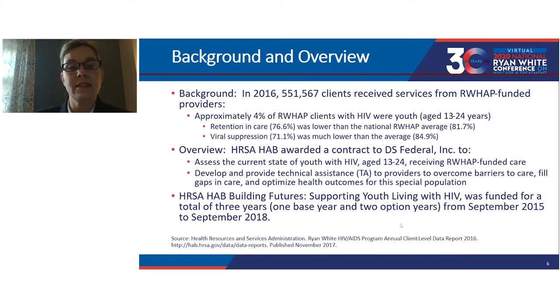So given this, HRSA awarded a contract to DS Federal to address this. And the purpose of the contract was really to assess the current state of youth with HIV, again, age 13 to 24, receiving Ryan White funded care, and to develop and provide technical assistance to those providers to overcome barriers to care, fill gaps in care, and to optimize health outcomes for the special population. So the HRSA HAB Building Futures Supporting Youth Living with HIV project was funded for a total of 3 years, which included one base year and two option years. The program began in September 2015, and it ran pretty much through September 2018.